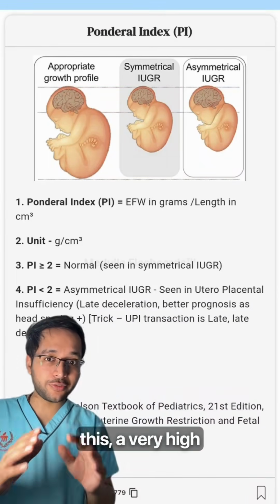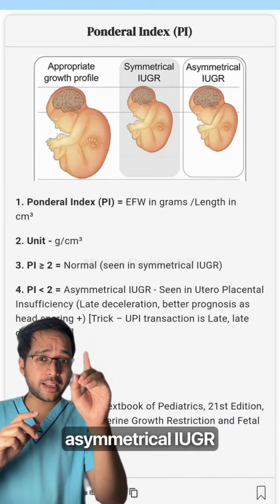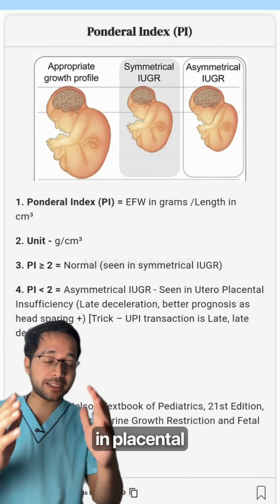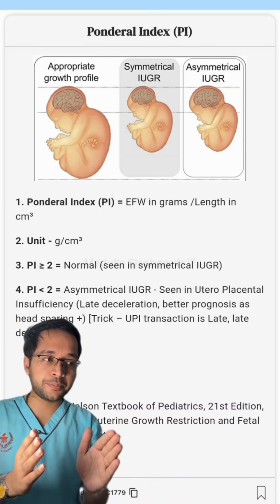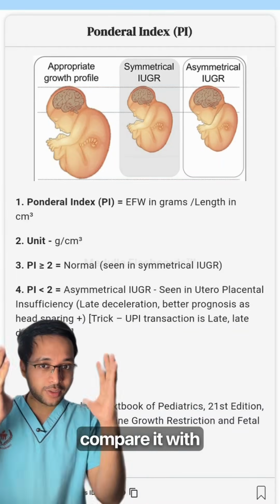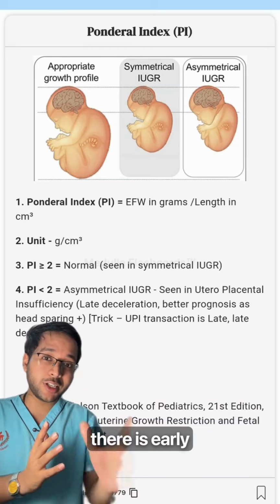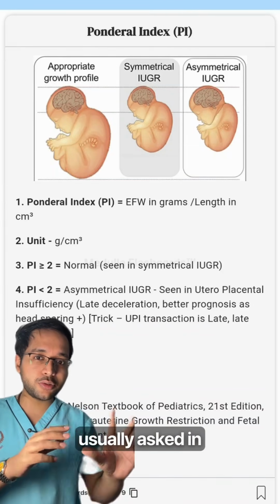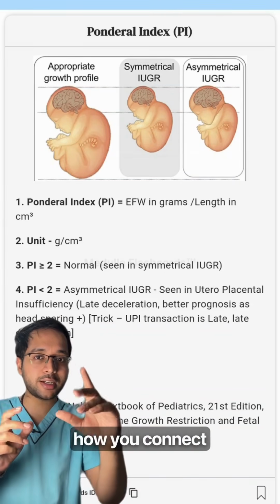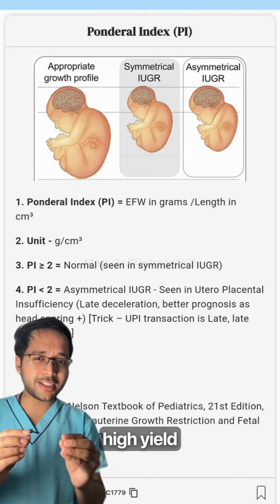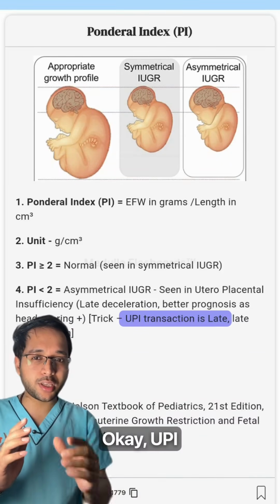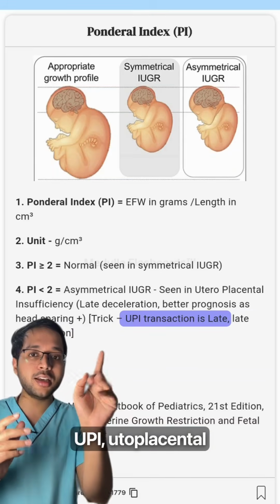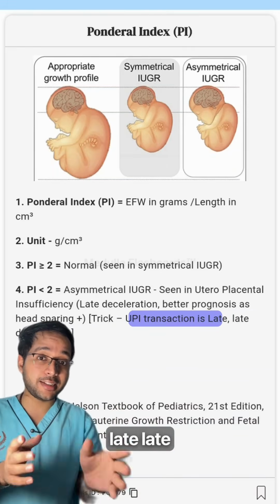Now associated to this, a very high yield previous year question is that in asymmetrical IUGR, basically in placental insufficiency, there is late deceleration in CTG, Cardiotocography. And if you compare it with head compression, there is early deceleration in CTG. This question is usually asked in OBG, but this is how you connect pediatrics and OBG. So it's a very high yield question. You can just remember this mnemonic: UPI transaction is late. The phone transaction is late, meaning UPI, uteroplacental insufficiency, is late deceleration.